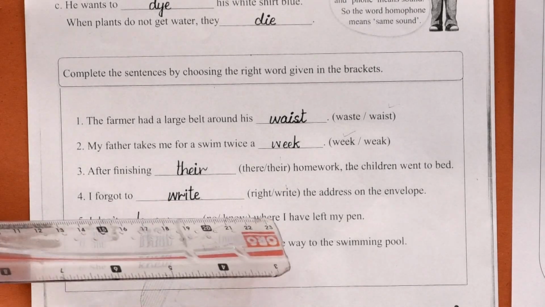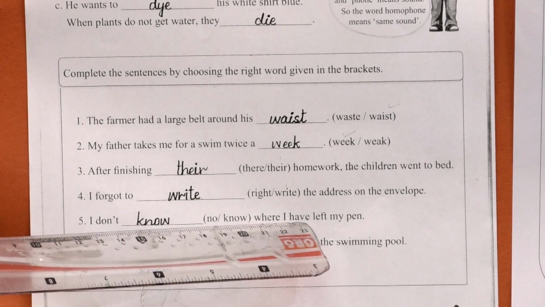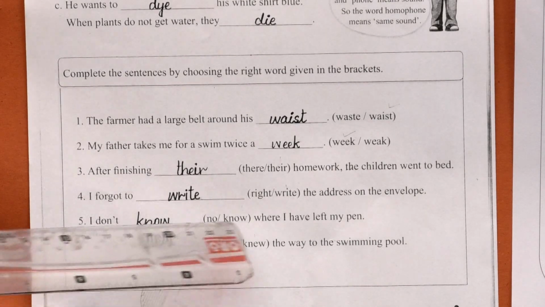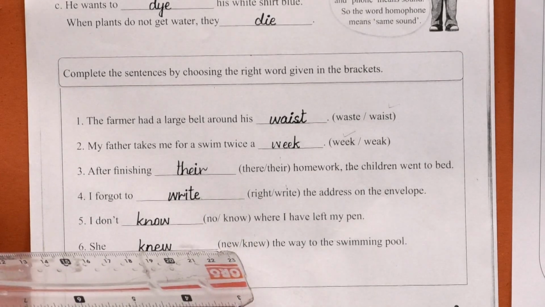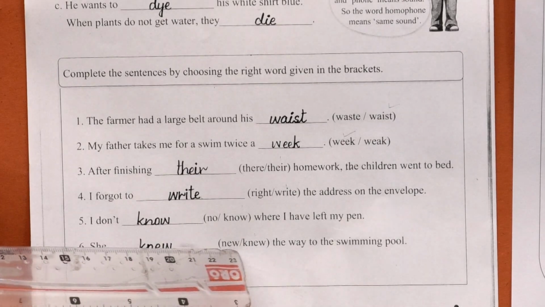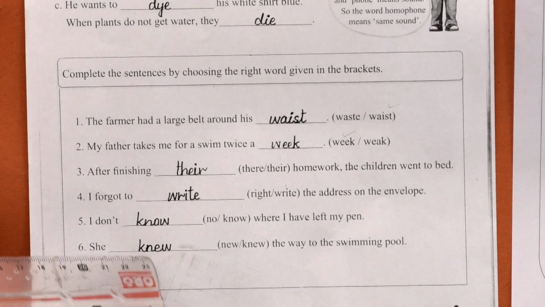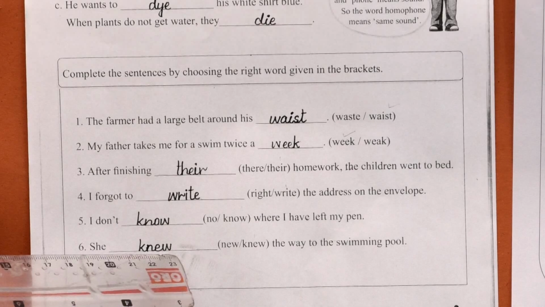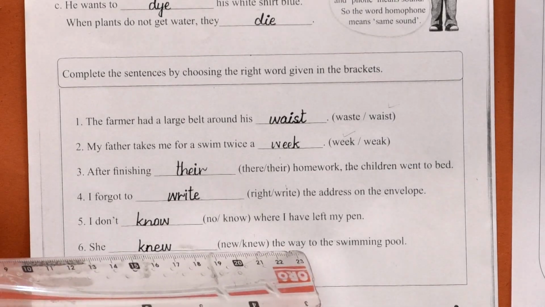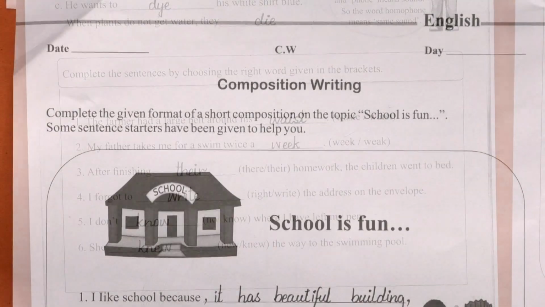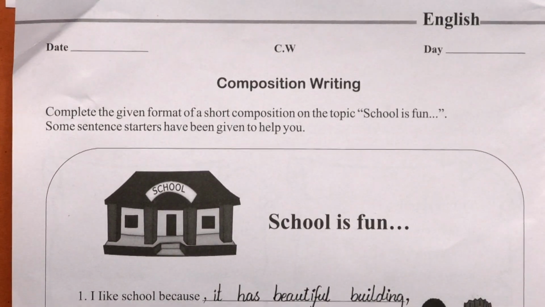I don't know where I have left my pen. She knew. This new means a thing that is brand new, and this knew means to know, the second form of know. She knew the way to the swimming pool. This is page number 29. Moving on to page number 76.